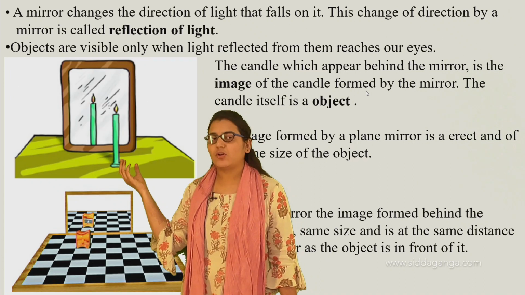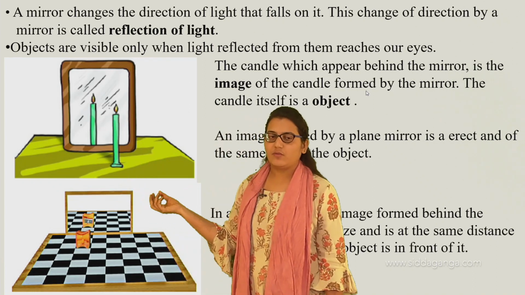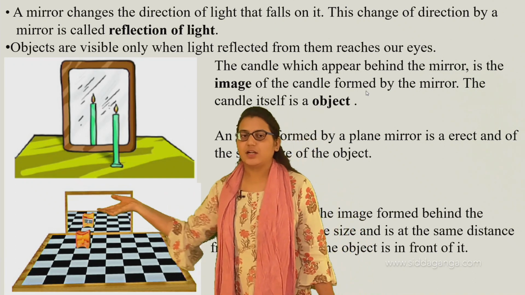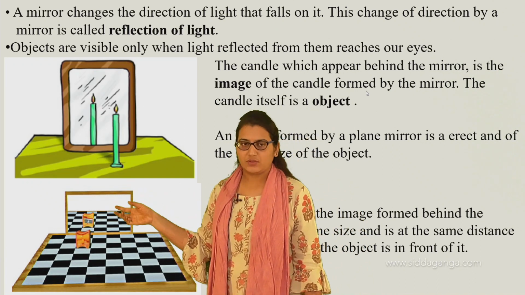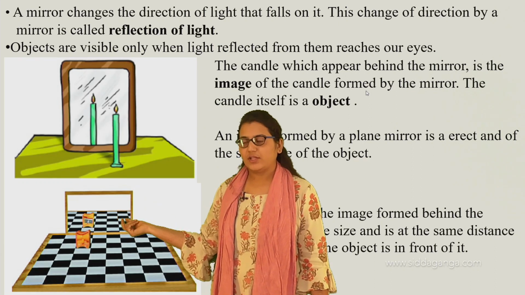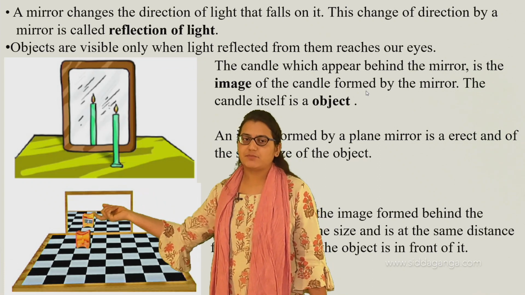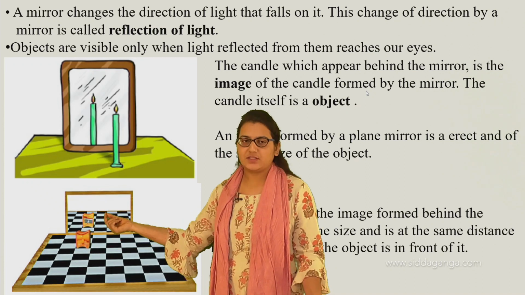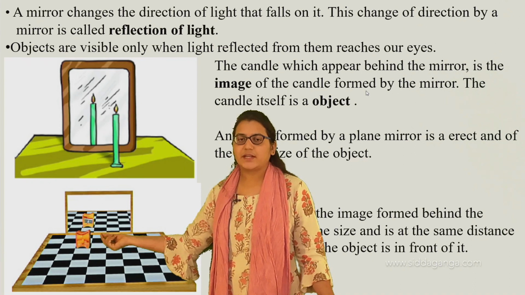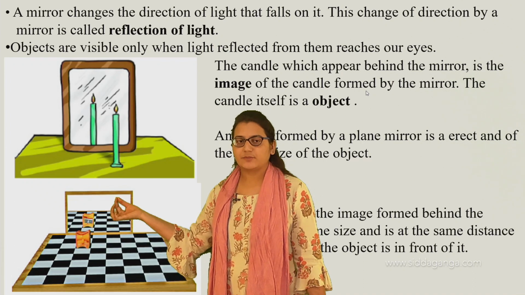Now let us see the relationship with distance. Here is an example: you can take a chessboard, or if not, you can create a cardboard with an equal number of boxes, and keep a vertical plane mirror like this. Take an object, maybe a pencil, sharpener, eraser or anything. Keep it in one box, maybe the second or the third box, and see the image.